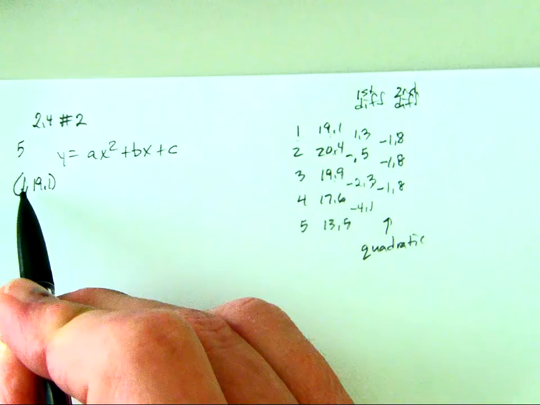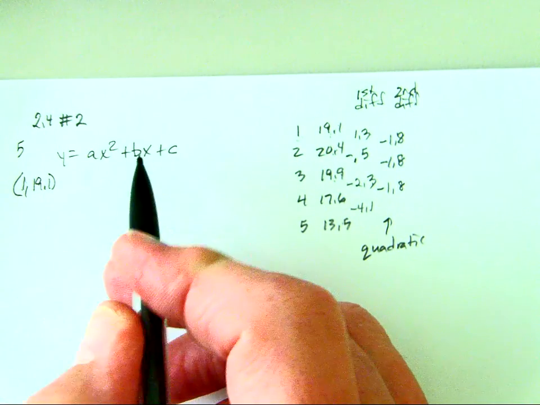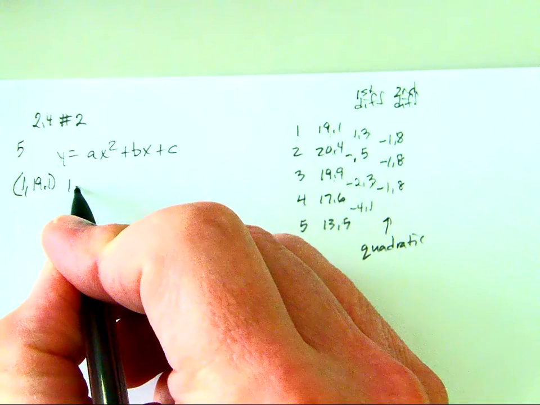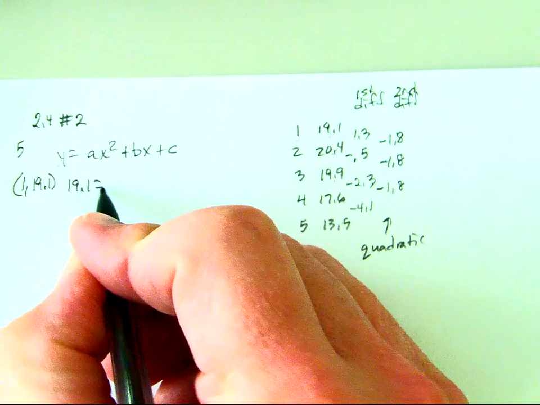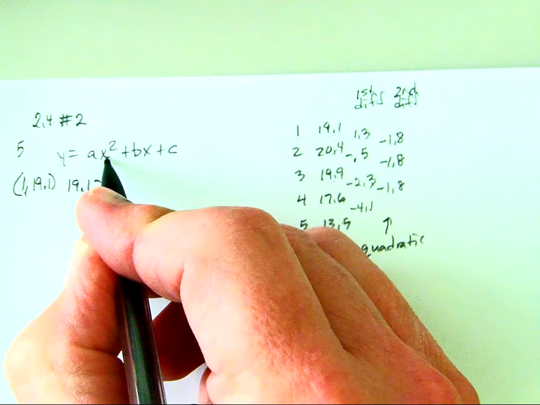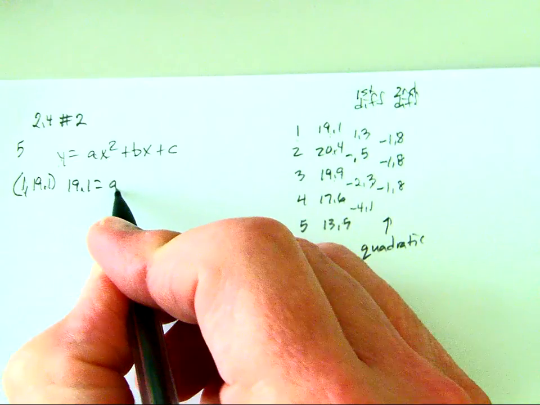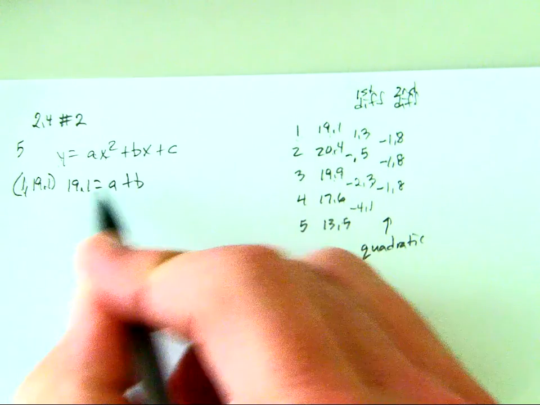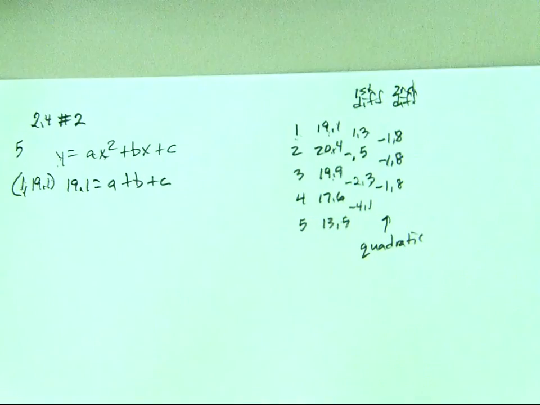So we're going to plug 1 in for all the x's and 19.1 in for the y. We're going to start with 19.1 for y. Then 1 is going in for the x's. So 1 squared times a is a. Plug 1 in here, 1 times b is b. And then c stays the same.